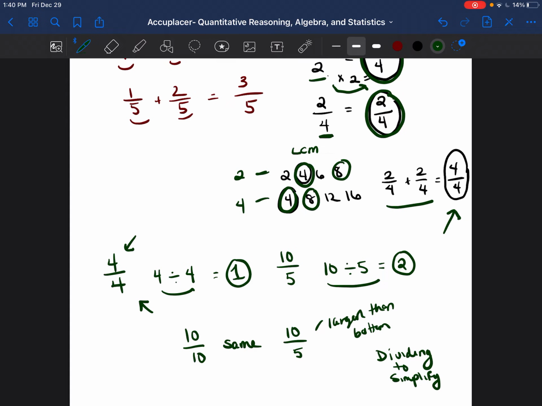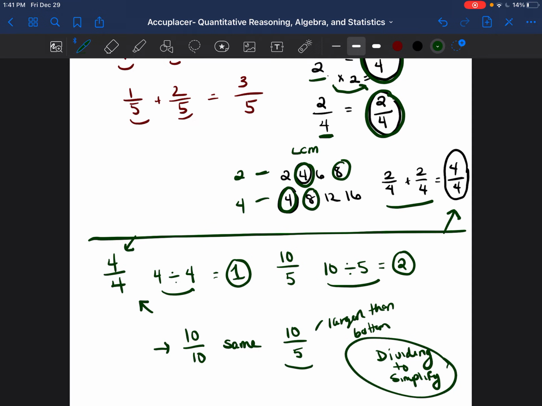Okay? So don't get confused. Don't get overwhelmed. I know I'm giving you a lot of information, but it's very simple information. Again, when you have the number on the top and the bottom that's the same, you go ahead and divide to simplify. And when you have the top number that's larger than the bottom number, you divide to simplify. Those are the two situations when you divide to simplify, the top number by the bottom number.